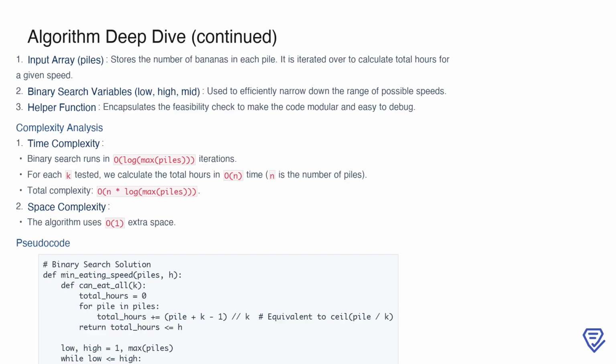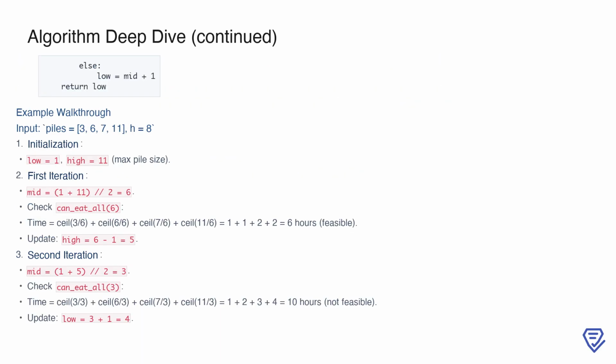Here's the pseudocode for this solution, where we define the helper function can_eat_all, initialize the binary search variables, and iteratively narrow the range of k based on feasibility checks. In the pseudocode, the binary search continues with the feasibility check determining whether to adjust low or high. If mid is a feasible speed, high is reduced to mid - 1 to search for potentially smaller speeds. Otherwise, low is increased to mid + 1 to find a feasible speed. The algorithm eventually exits the loop when low exceeds high, and low holds the minimum speed k.